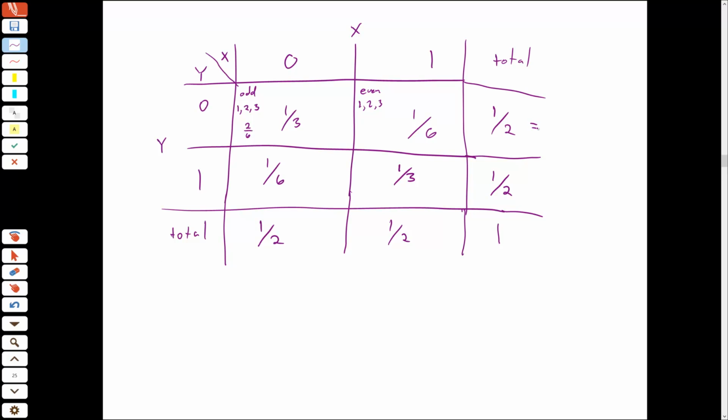Well, notice that this is equal to the sum over all values of x of f of x 0, since y is 0 on that row. And this would be the sum over all values of x of f of x 1. This would be the sum over all values of y of f of 0 y. And this would be the sum over all values of y of f of 1 y.